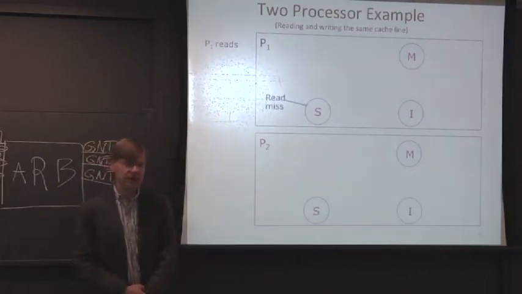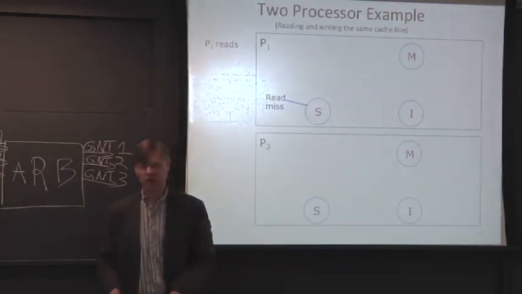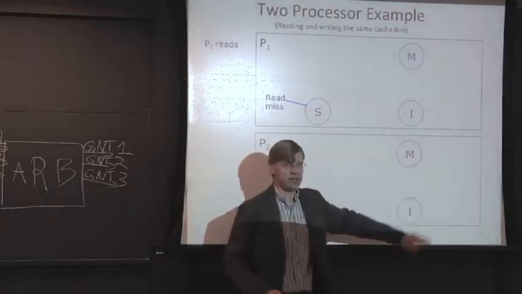So you're going to do a read miss. It's going to go out to main memory, and you're going to bring the data in to the shared state in processor 1. Processor 2 is going to leave this data invalid for right now.